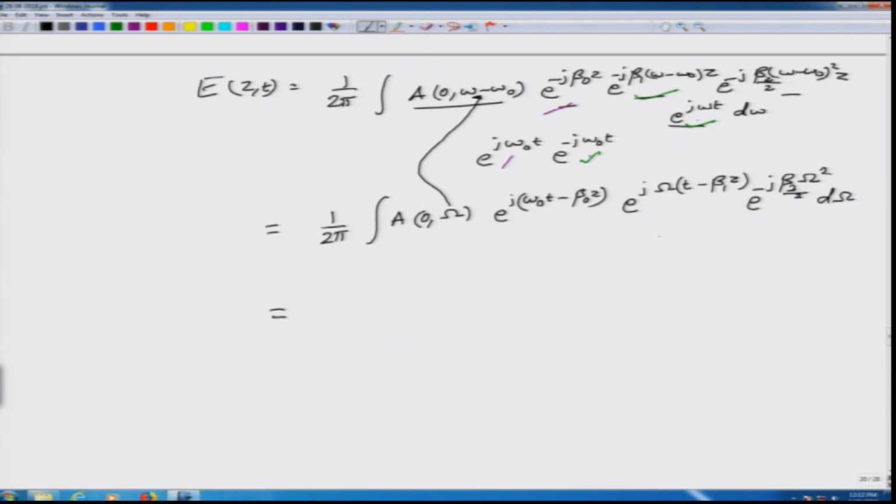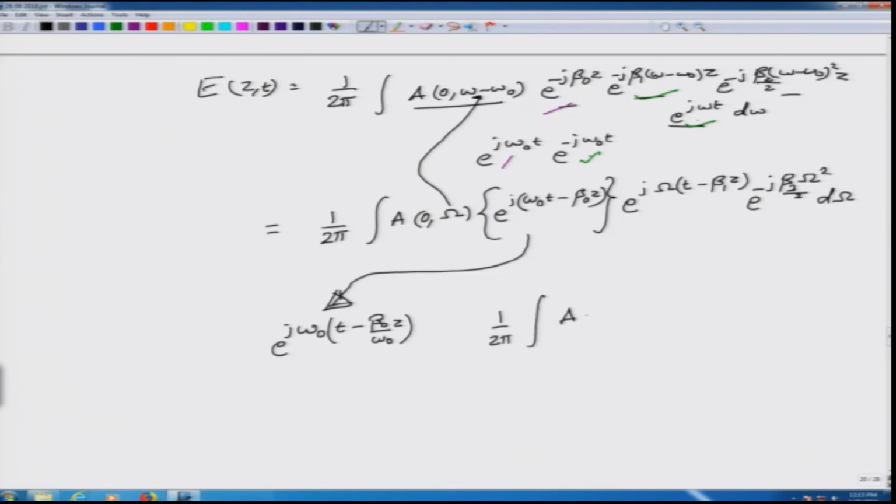Now, we can actually go back and combine this term slightly better. Since the integration is with respect to capital Omega, this term in the curly braces is of no use for us because it is independent of that omega. So, I can pull that outside of the integrand. When I pull that outside and take omega 0 as a common factor, I get t minus beta 0 by omega 0 times z. That would be the factor that is independent of the integration.